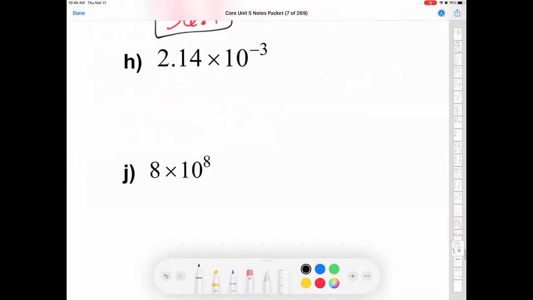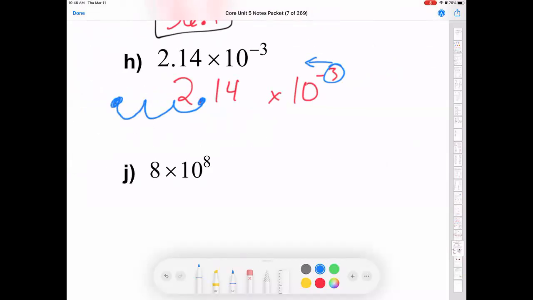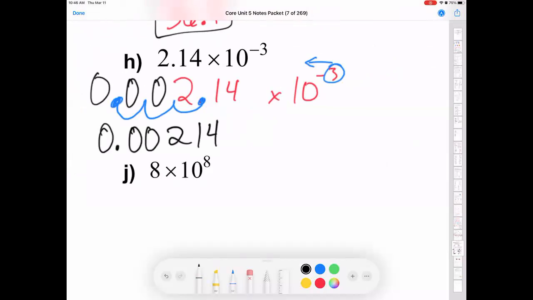For H, we have 2.14 times 10 raised to the negative third. Because we have that negative exponent, we are going to the left three places. So 1, 2, 3, put our decimal place, fill in with zeros. And so our final answer comes out to be 0.00214.